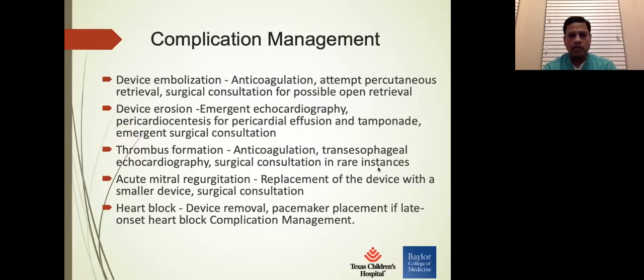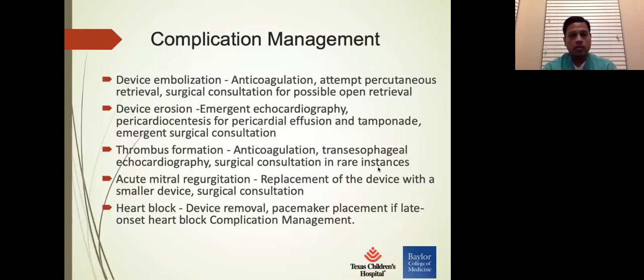Acute mitral regurgitation is again very, very low. Usually that is because of the device, which is large, impinging on the anterior leaflet of the mitral valve. In those cases, again, we have to take the device out and use a smaller device, or probably have surgical closure of the ASD if the smaller device is not stable.